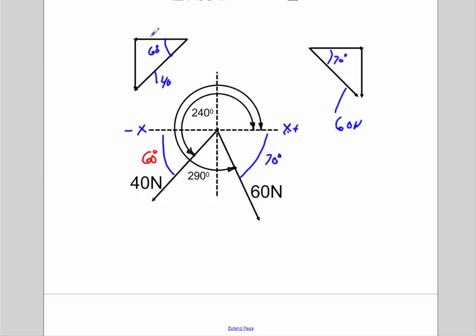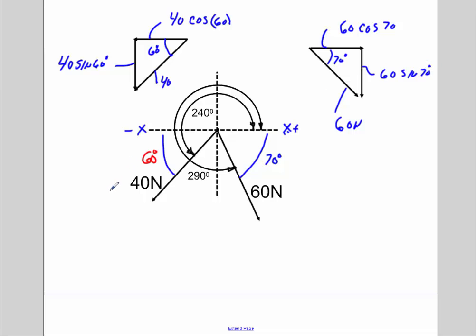So now to get this component here, all you're going to do is 40 times the cosine of 60 degrees. Again, you're going to make it negative because it's pointing back to the negative x when you do your x component. Here, just 40 times the sine of 60. Over here, this component would just be 60 cosine 70. And this one here would be 60 sine 70.